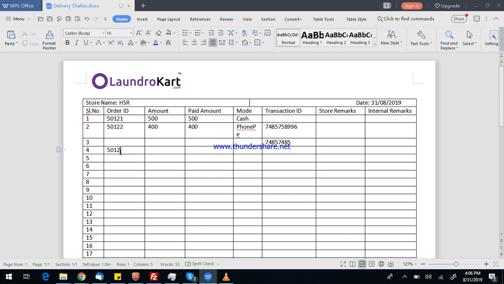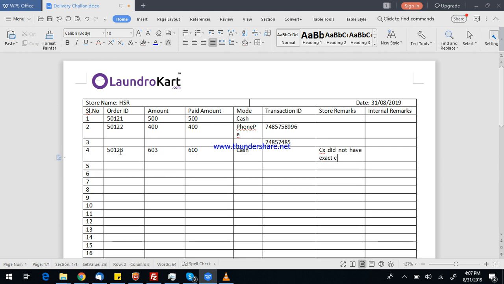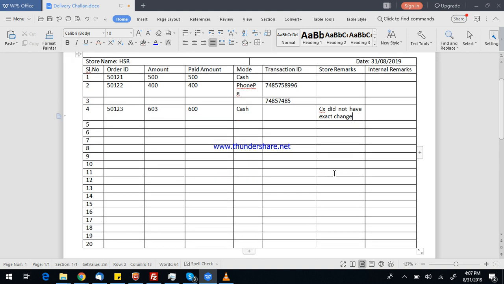Next example, 50123, billing amount is 603, customer has paid only 600, he's paid by cash. The reason here is that the customer doesn't have exact change with him. Ideally you are supposed to collect the exact change, if the bill is 603 or 503 or 514. But if the customer doesn't have change and you have not collected the money from him, you mention the reason here: customer did not have exact change. Mention the remark here and you have to send it along with the gate pass.